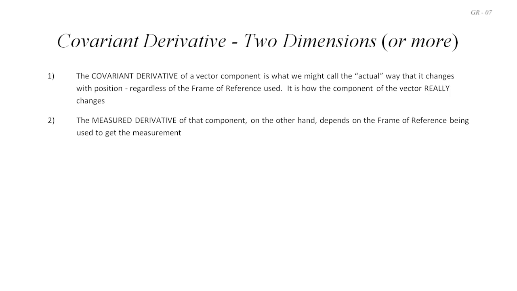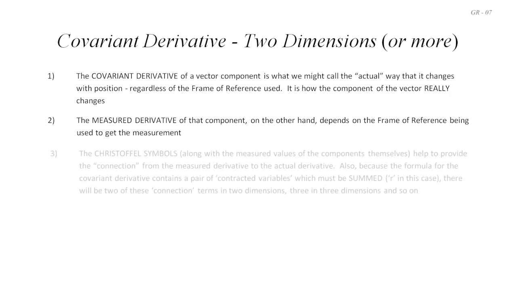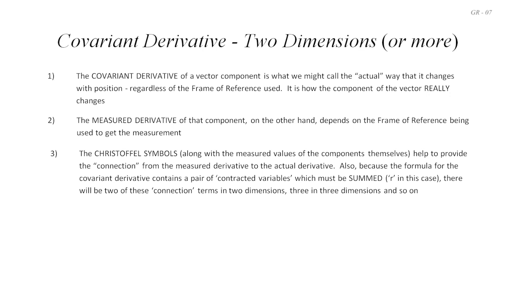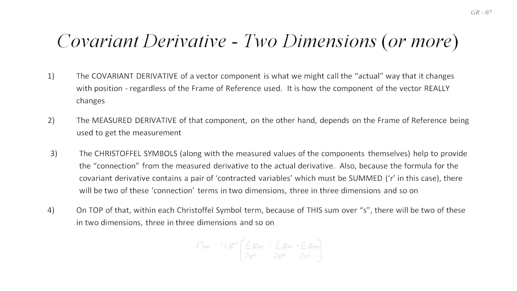Secondly, the measured derivative of that component, on the other hand, depends on the frame of reference being used to get the measurement. Thirdly, the Christoffel symbols, along with the measured values of the components themselves, help to provide the connection from the measured derivative to the actual derivative. Also, because the formula for the covariant derivative contains a pair of contracted variables which must be summed, there will be 2 of these connection terms in 2 dimensions, 3 in 3 dimensions, and so on. And fourthly, within each Christoffel symbol term, because of this sum over s, there will be 2 of these in 2 dimensions, 3 in 3 dimensions, and so on.